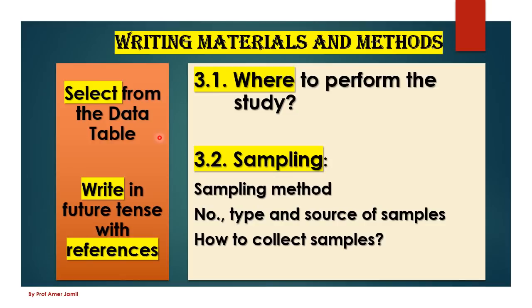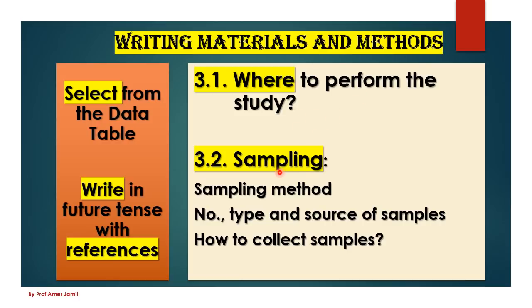For materials and methods, you will again select your data from the data table, and you write in future tense with references what you want to do and how you would do it. There will be different headings you may give in the materials and methods, because it will be the third section generally. So you can write down 3.1, 3.2 and so on, where you perform the study, whether it is observational or experimental. You should write this down.